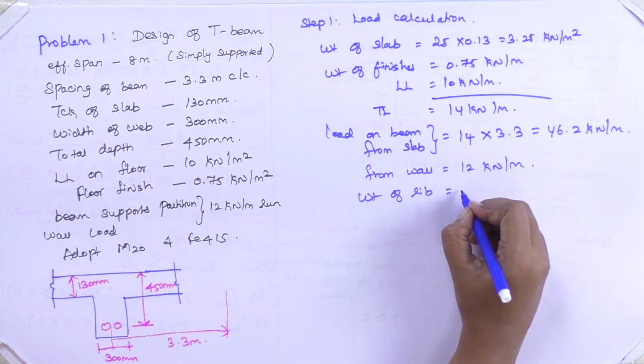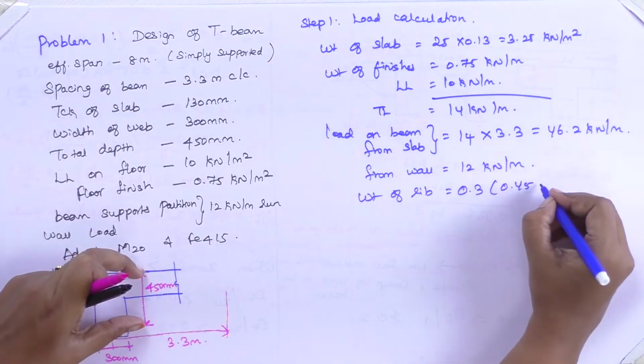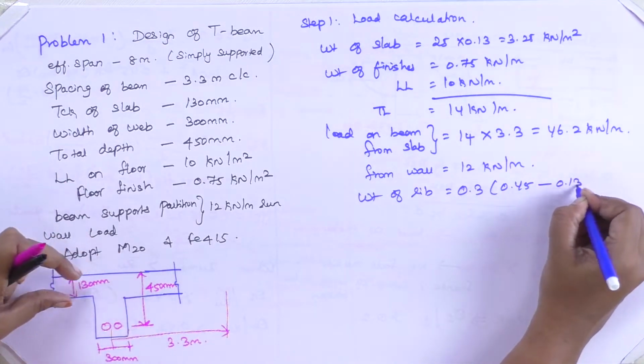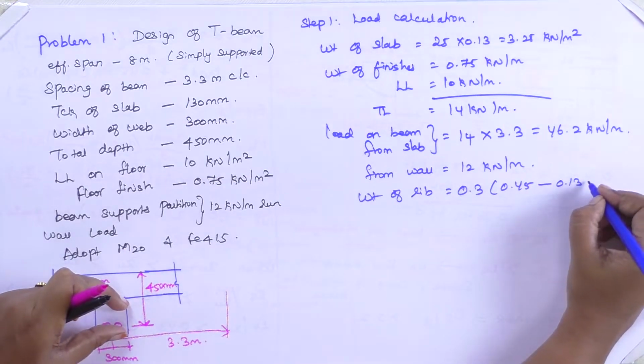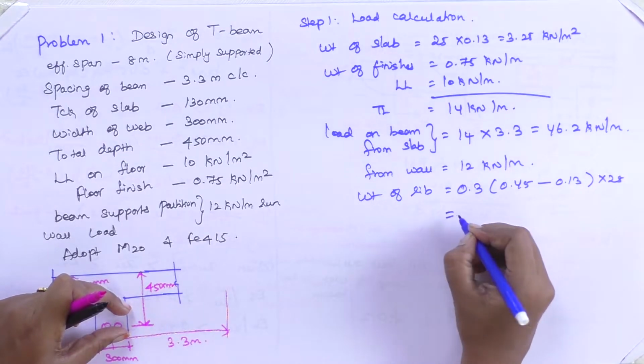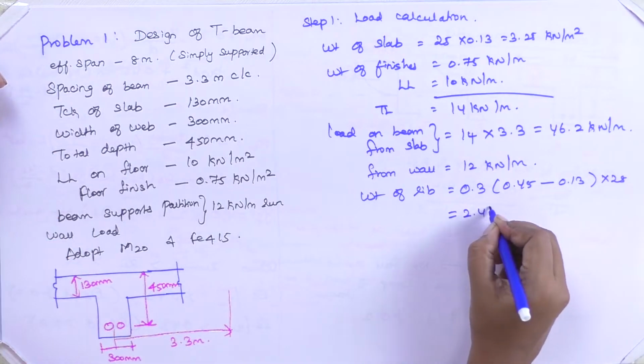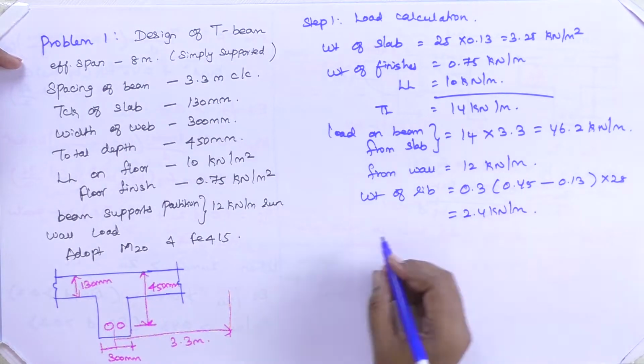Then weight of a rib. That is the beam, 0.3 into 0.45, that is the effective depth, minus of 0.13. This is the weight of the rib into 25. This is the bottom portion of my beam. That is 2.4 kilonewton per meter.